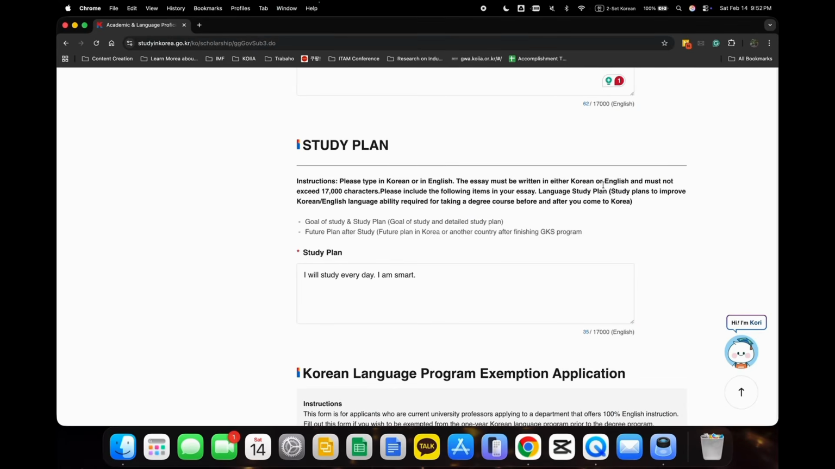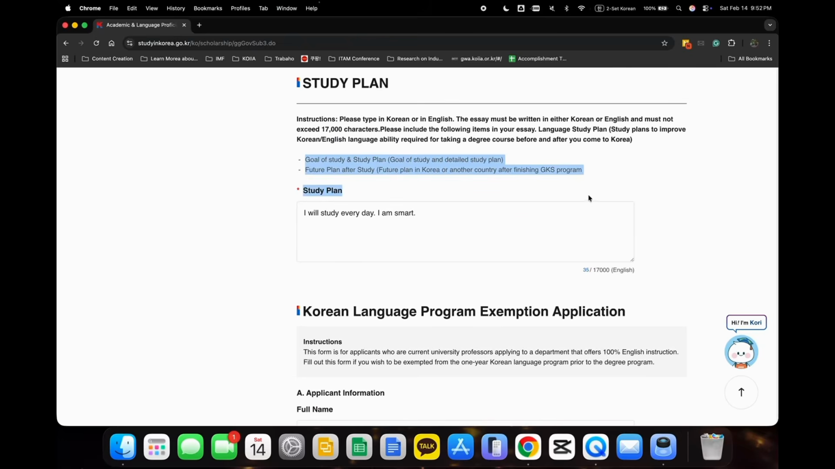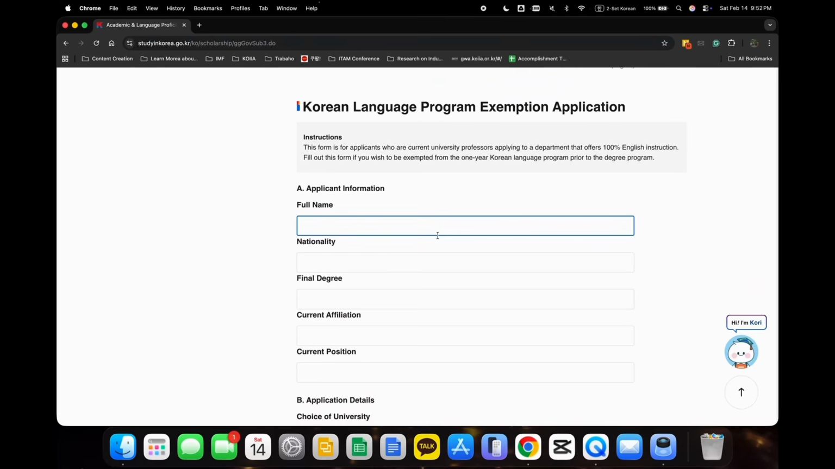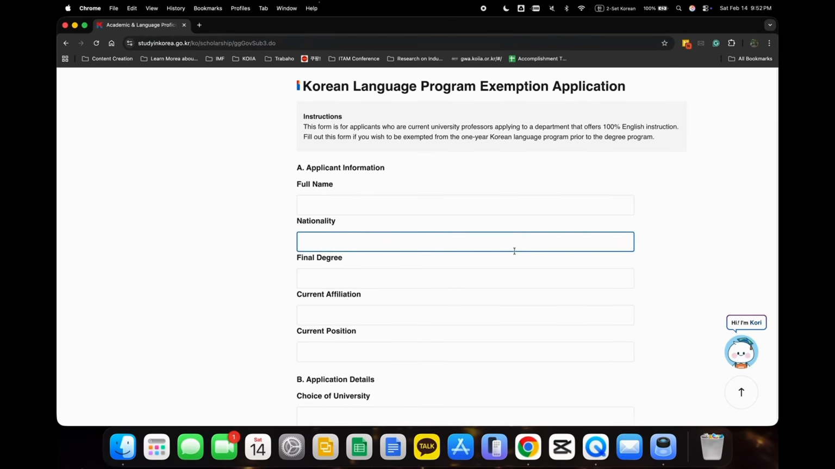For the study plan, again, you need to explain your language study plan, how you improve your Korean and English language proficiency, even before taking the courses or the Korean language training program. Simple, just copy and paste whichever essay you have made. Now, this is a Korean language program exemption application. It doesn't apply to you.